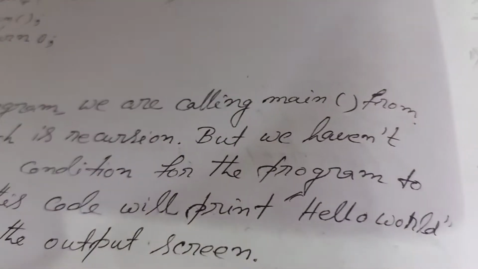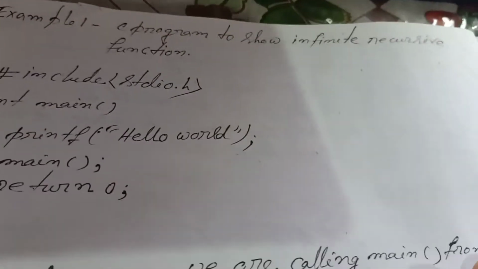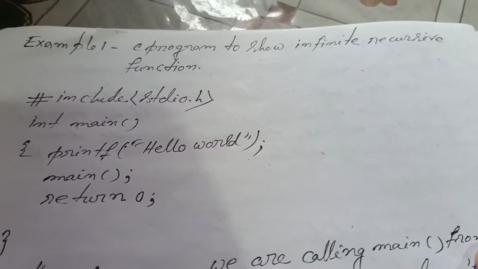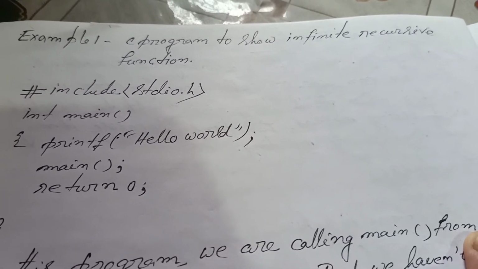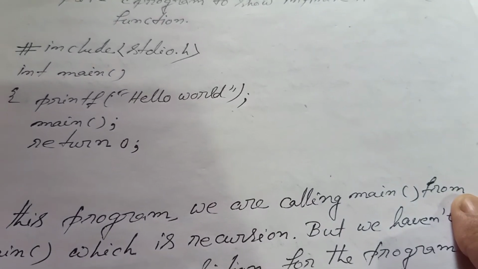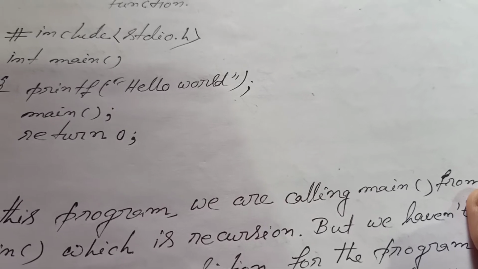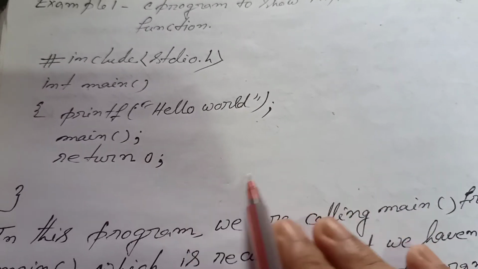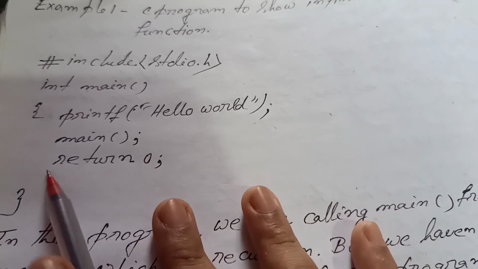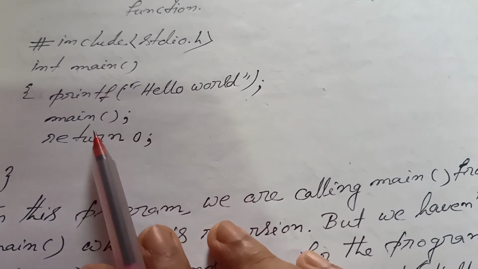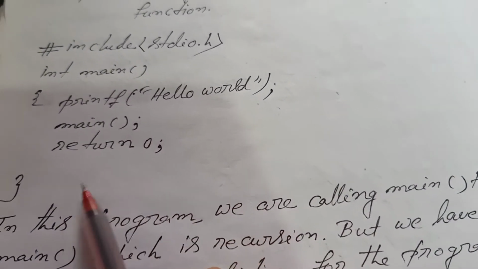Let's take an example of recursive function. Here we are taking a C program to show infinite recursive function. It has include stdio.h, int main start. Within int main, using printf we display hello world. Then after hello world is displayed, we are calling the main function. That means within the main function, main is called itself.